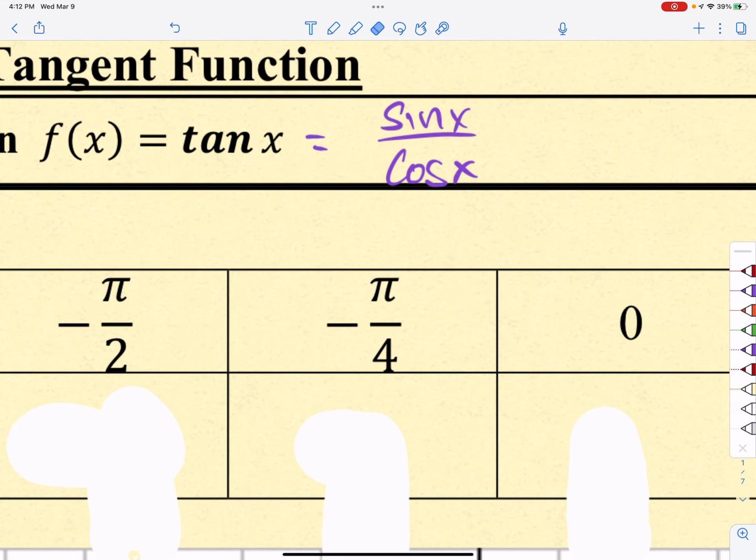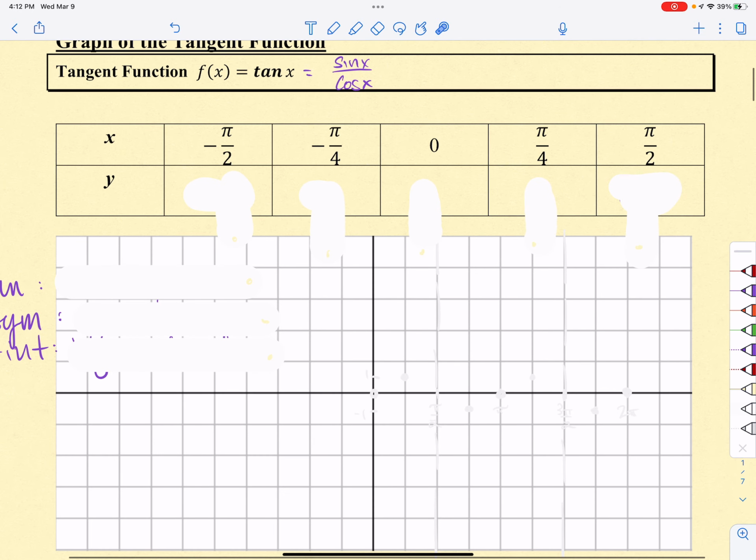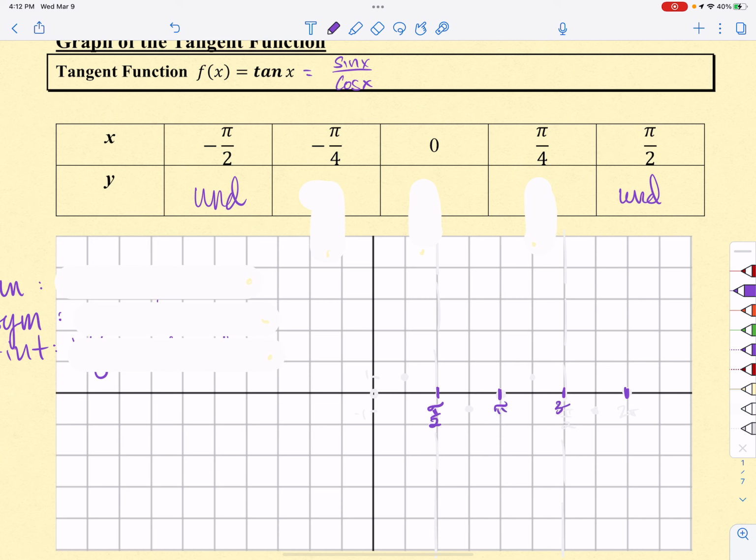Tangent we know is equal to sine over cosine. So my asymptotes then are going to occur wherever cosine is equal to 0. Well, cosine is going to be equal to 0 at pi over 2. Now we're not going to go left, but also at negative pi over 2. And at 3 pi over 2. So let's go ahead and get our 4 equal intervals and put our unit circle values on there. So pi over 2, pi, 3 pi over 2, and 2 pi.